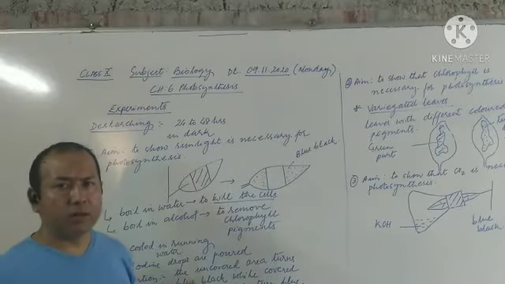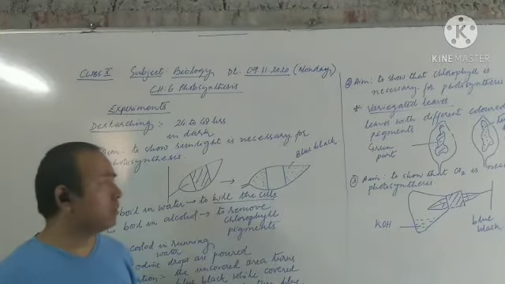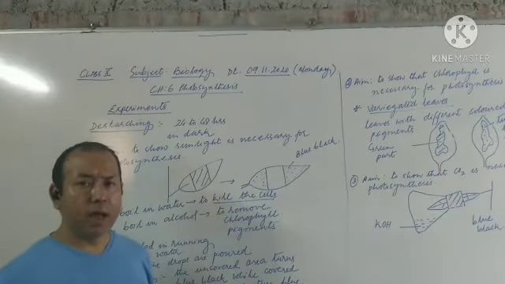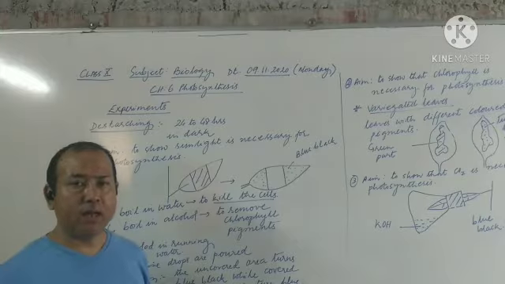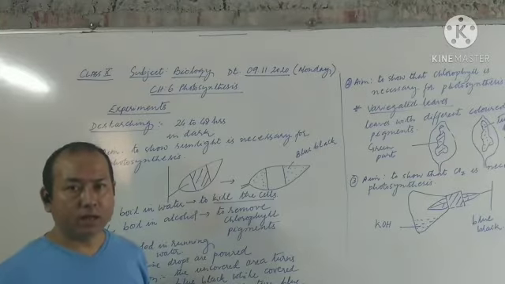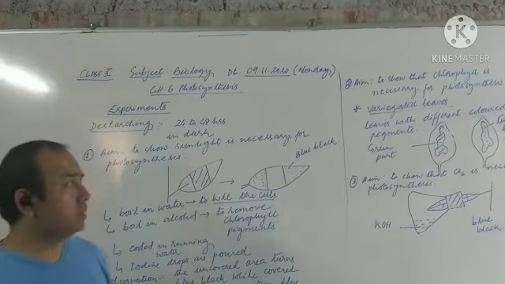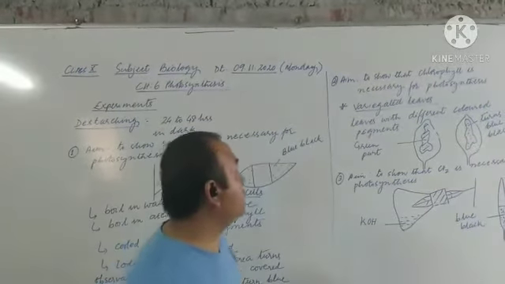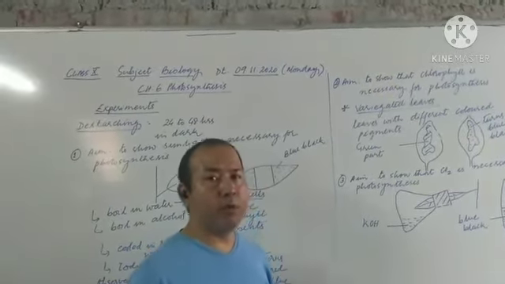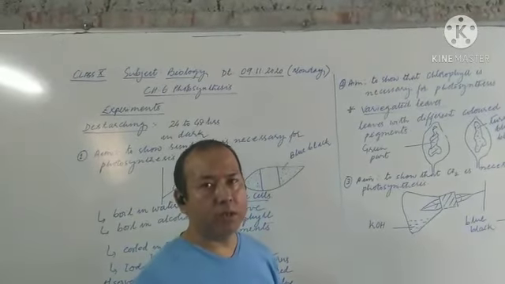So here you need to remember the aim of the experiment also. Sometimes a picture may be given to you and you may be asked what the aim of the experiment is. At that time you need to say that the aim of the experiment is to show that sunlight is necessary for photosynthesis. Now let us come to the next experiment. The next experiment is to show that chlorophyll pigment is necessary for photosynthesis.